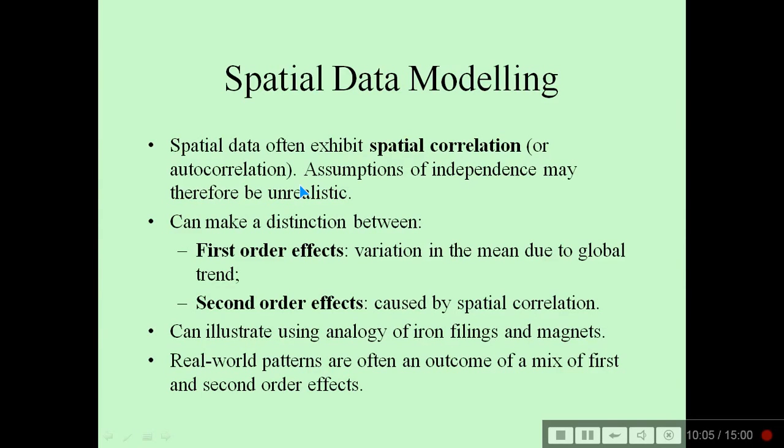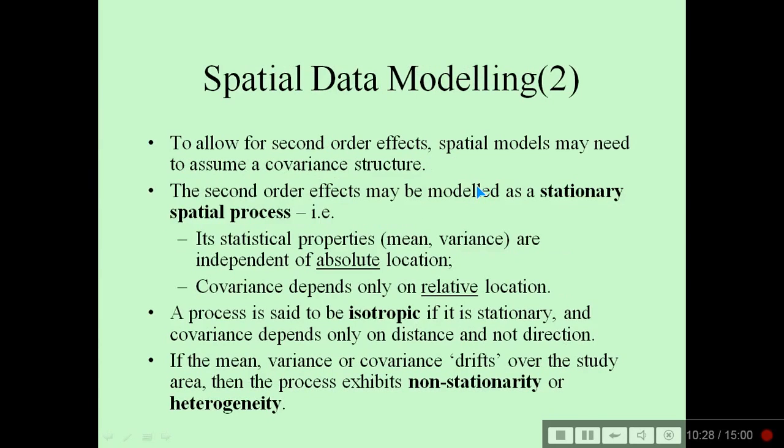So you can make a distinction between first order effects and second order effects. First order effects are the variation in the mean due to global trend, and second order effects are caused by spatial correlation, and can be illustrated using the energy of iron pairings and magnets. Real world patterns are also often an outcome of a mix of first and second order effects. So to allow the second order effect, the spatial models may need to assume a covariance structure.